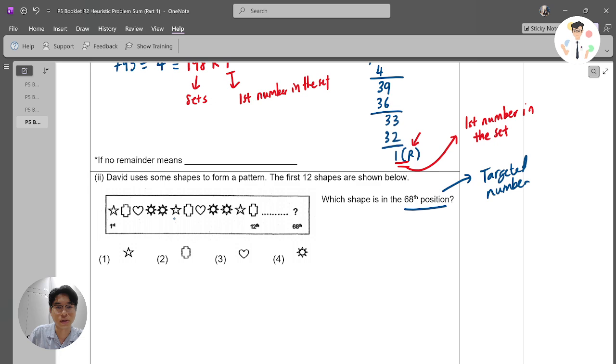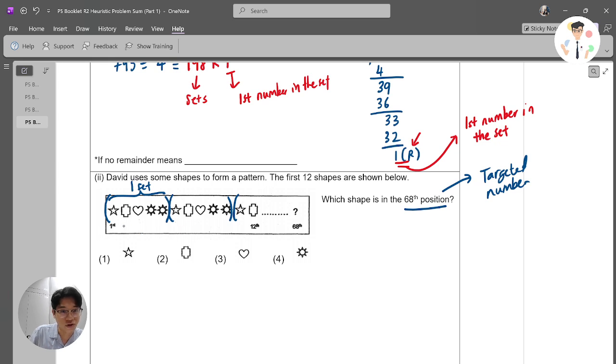Now, this is a shape pattern, so I know that there's something that's repeating here. So star, a kind of cross thing, love, sun, sun. Star, cross, love, sun, sun. So I know, hey, this is what is actually being repeated. This is what I call one set.